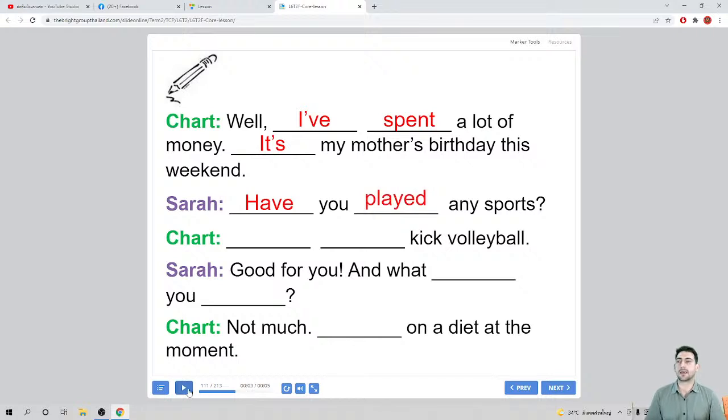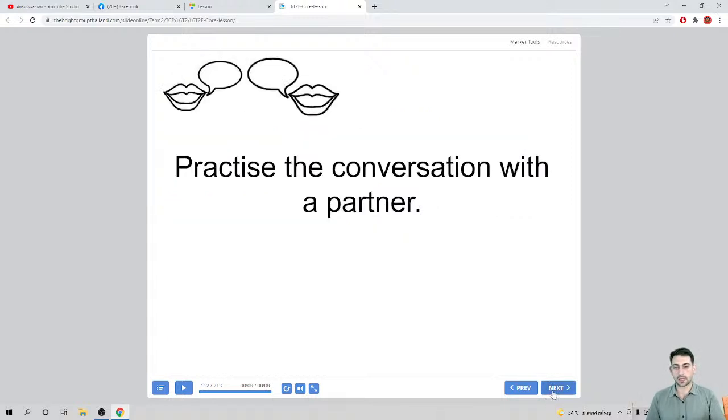Have you played any sports? Again, a question about a recent action in the past. I've played kick volleyball. Good for you. And what have you eaten? Not much. I'm on a diet at the moment. Good job, class. Very, very good. This is our conversation. You can practice the conversation with a partner.